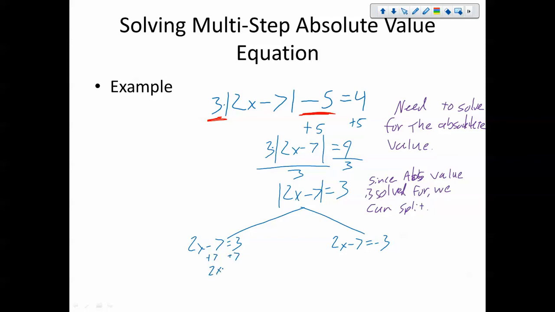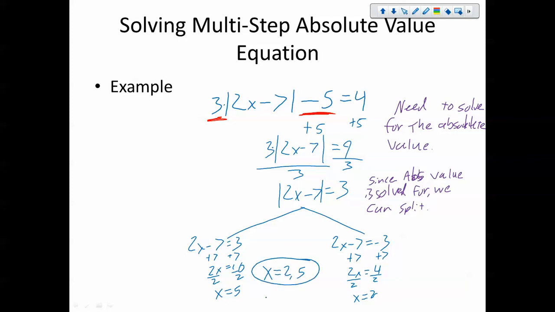I'm going to get 2x equals 10. I'm going to divide by 2, and I'm going to get x equals 5. There's one solution. I'm going to add 7. I'm going to get 2x equals 4. I'm going to divide by 2, and I'm going to get x equals 2. So those are my two solutions, x equals 2 and 5.